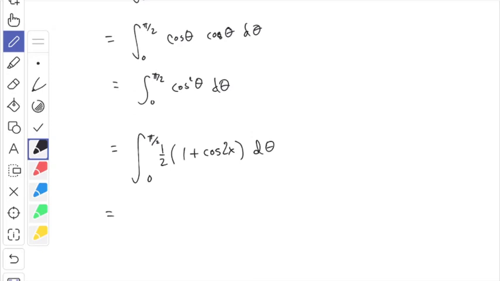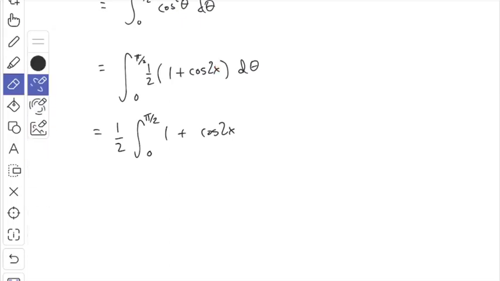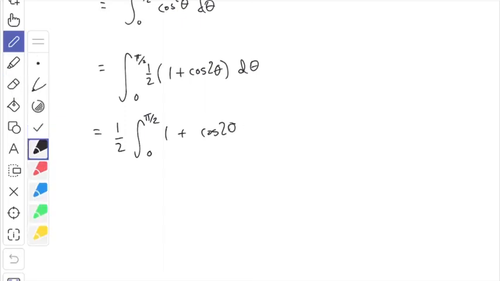What do we get? I'm supposed to get pi over 4 at the end. I want to actually see if we really do get pi over 4 as the answer. Factor out the 1/2. Inside, I got 1 plus cosine 2 theta. I made it an x, it should be theta. The x's are gone, never to return. And when I do the antiderivatives, 1 becomes theta, and cosine 2 theta becomes 1/2 sine 2 theta. And I plug in 0 to pi over 2.